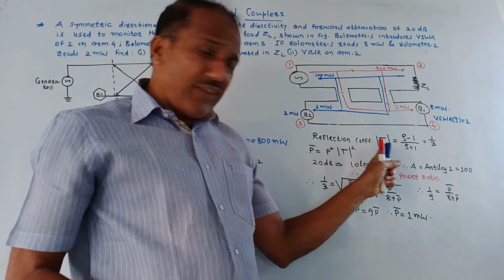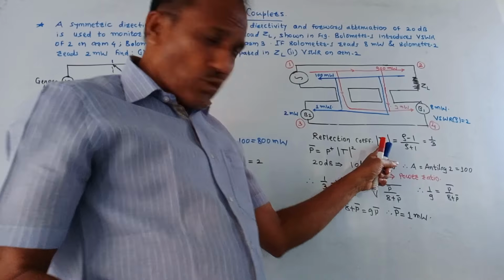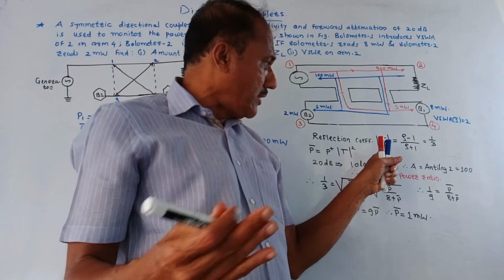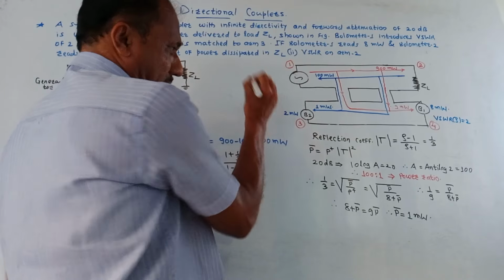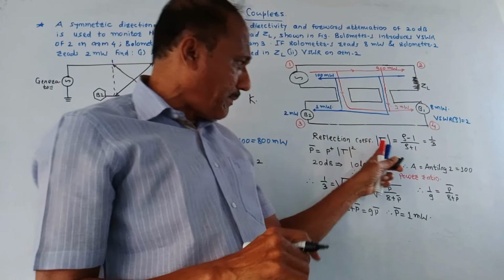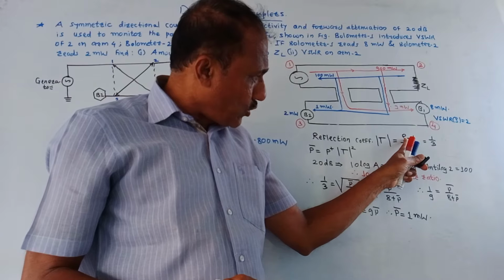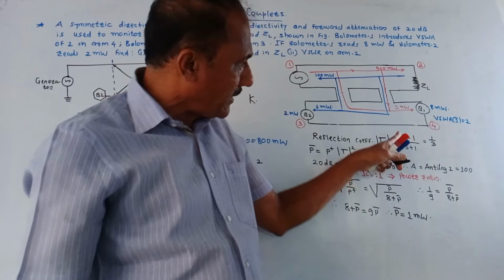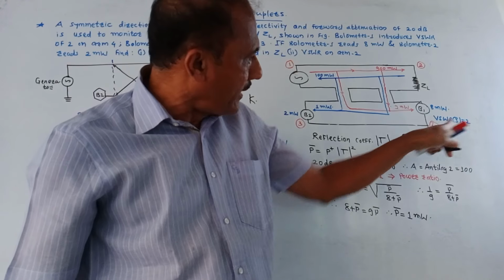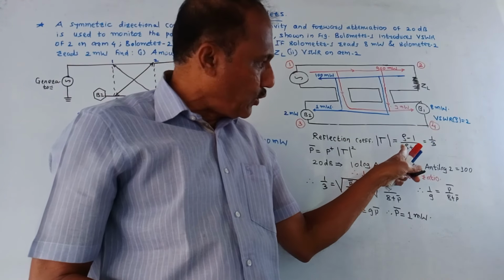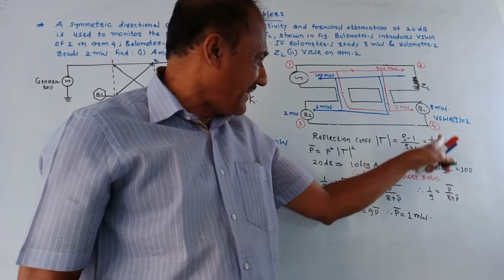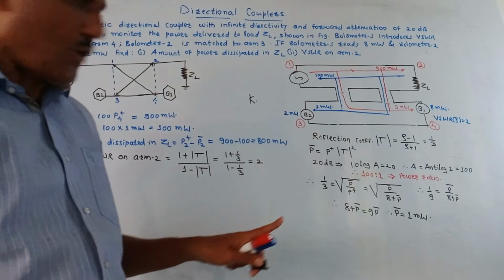Now, reflection coefficient. This notation is somewhat similar to the English letter T. You may well use the notation K for reflection coefficient, no problem. So for the reflection coefficient, the formula is rho minus 1 upon rho plus 1, where rho is the VSWR. This value is given, which is 2. So 2 minus 1 upon 2 plus 1, that is 1 by 3. This is the value of the reflection coefficient.